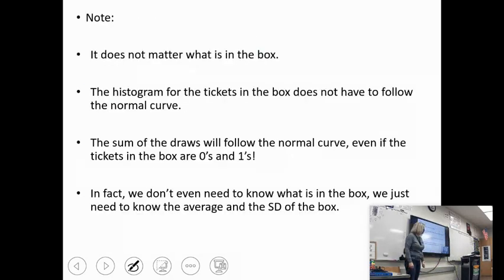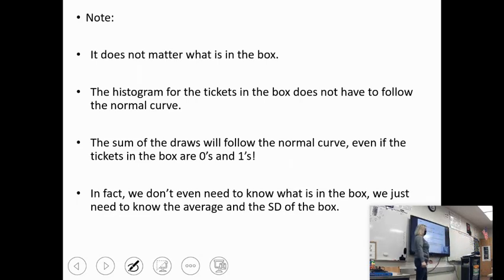I have this note. I didn't print this off for you, but this is really important. It doesn't matter what's in the box, because the histogram for the tickets in the box doesn't have to follow the normal curve. So say I had 90 zeros and 10 ones. If I graph that, it would be a histogram like this. It would not be the normal curve at all.